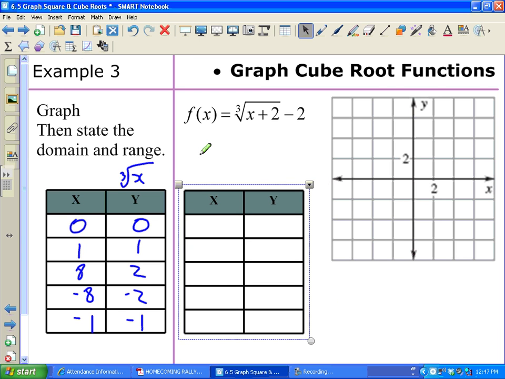I think I put too many on there, but that's okay. Oh, we have the rest of that. All right, there's my parent function.